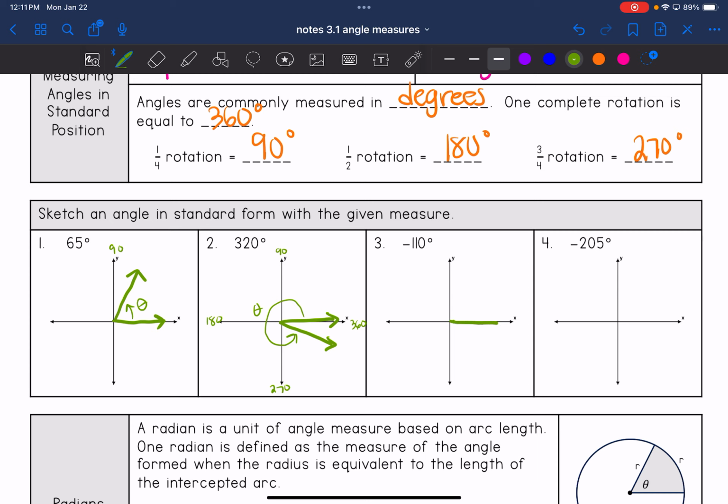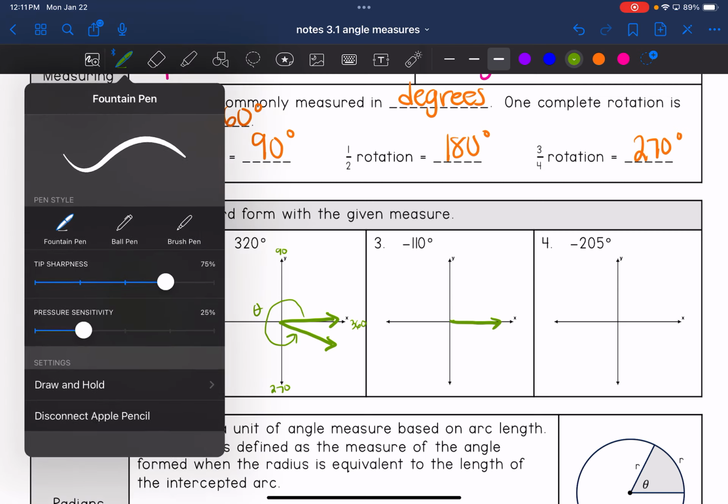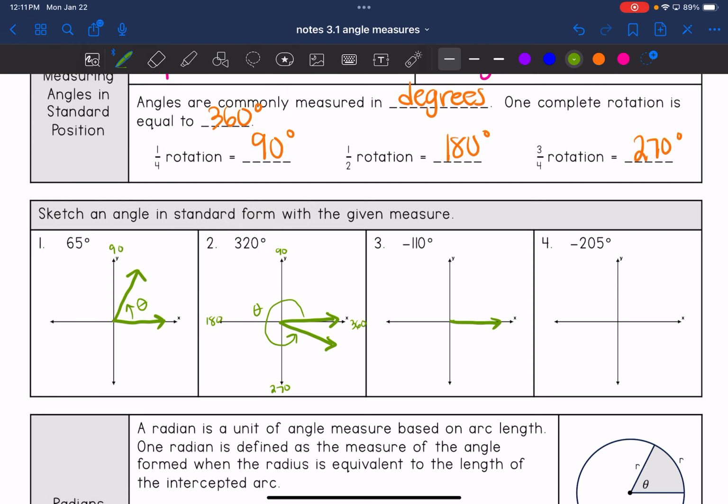Okay, the next one is negative 110. So initial side. But this time, since we have a negative angle, we're going to go clockwise, which means that we need to go down first. So this would be negative 90, negative 180, negative 270. And we are measuring out negative 110. So here's 90, and then there's 180. It has to be somewhere in between. So let's say about right here. So our angle's going down first.